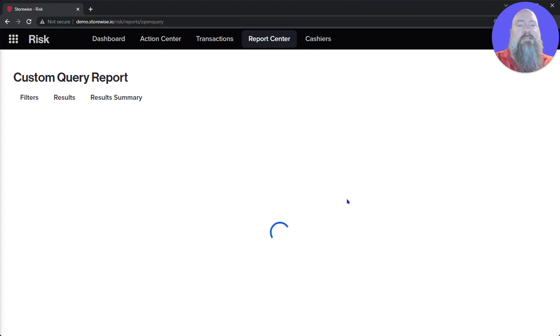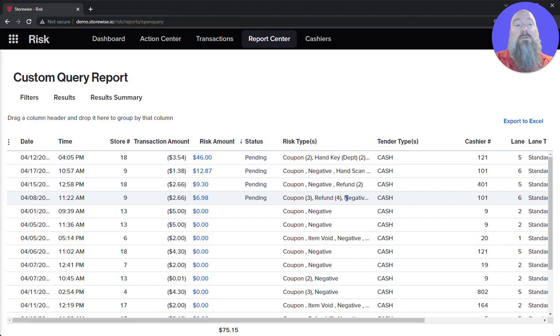Now, as this is generating, let's think about what your processes are as they relate to coupons. How do you use coupons? Do you have store coupons? Do you just have manufacturer coupons? What types are you using and how are they working within your environment?